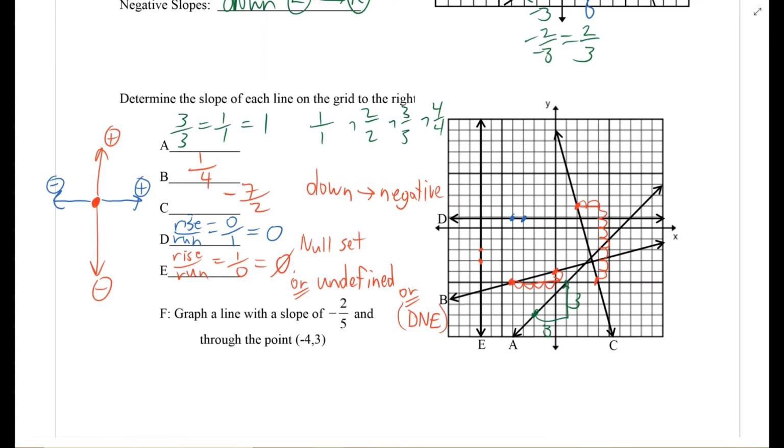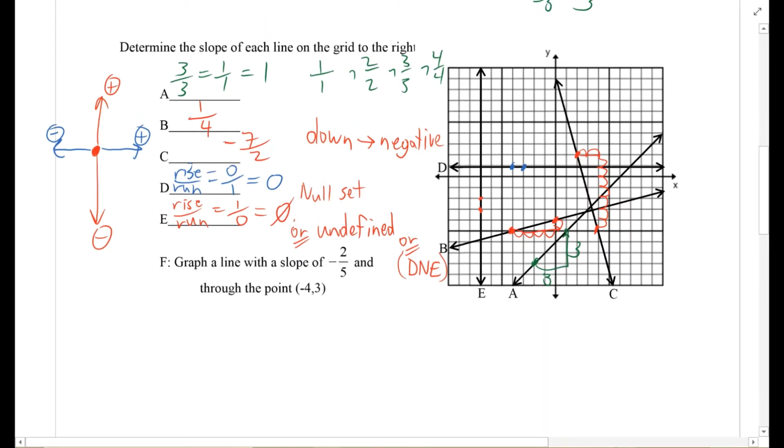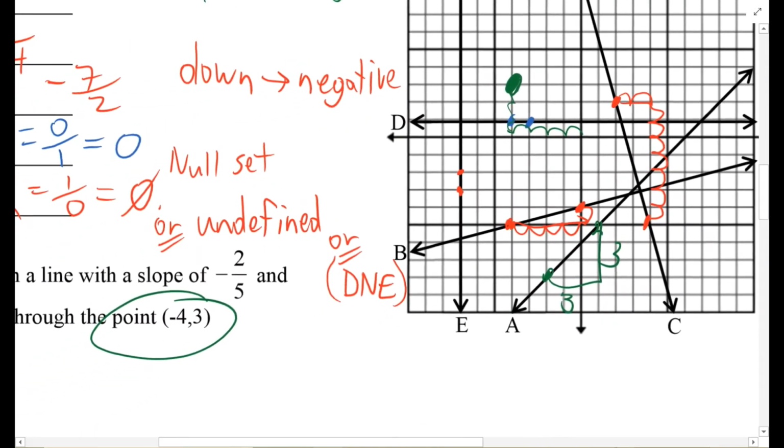So why is the slope so important to know? Because we can graph from it. If you plot this point, we can use the slope to count other points. So -4 would be 1, 2, 3, 4, and 3 is 1, 2, 3. So there's the point. Okay, I'm going to make it big so you can see. So now what you're going to do is you're going to count.